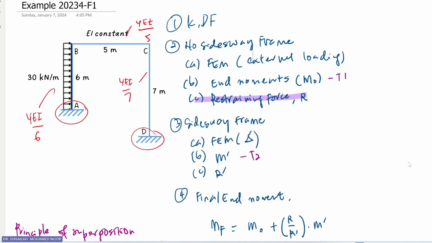In the table, of course, we have to calculate K and the distribution factor, because we will distribute moment using the distribution factor. After that, from the end moments, because this frame has 3 members and one member has 2 ends, there are 6 end moments. All 6 end moments we get from the table. From each end moment, we will continue to calculate the restraining force R.